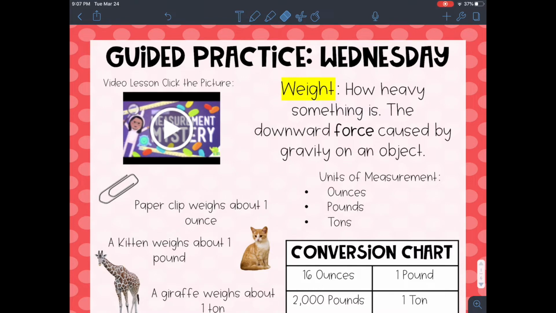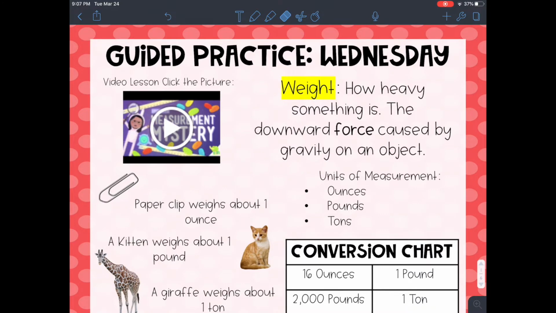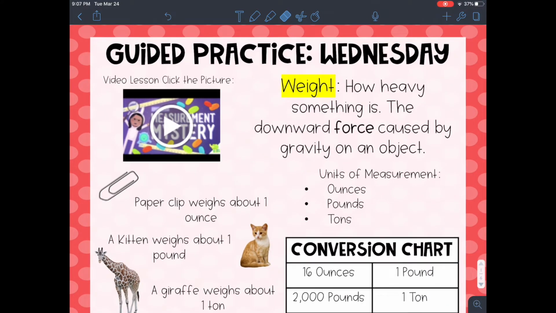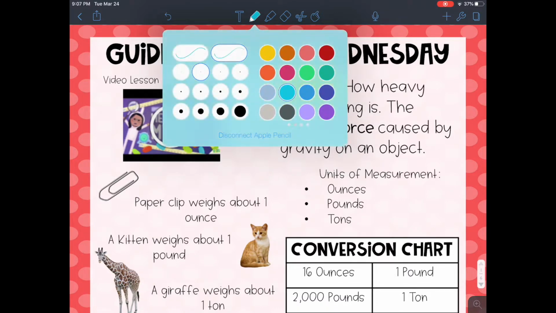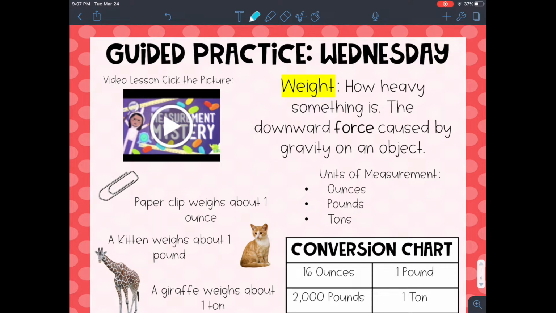Hey fourth grade, it's Miss Nealy, and today on Digital Learning Day 8, we are going to be going over measurement. We're going to be talking about different ways to measure objects. So the three ways you're going to learn about today are weight, capacity, and length.